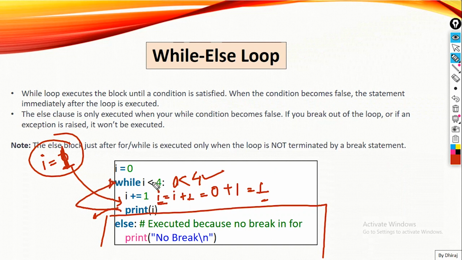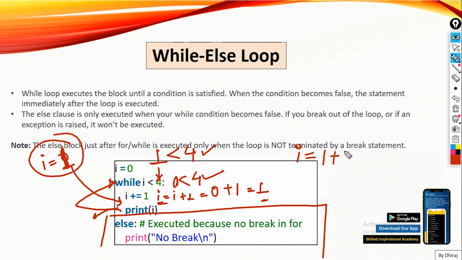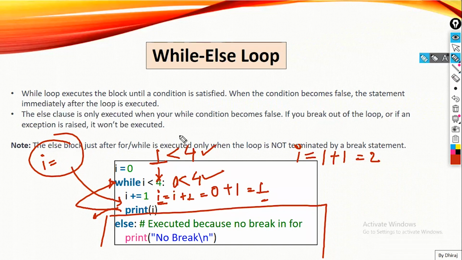It will again check. Now what is in I? I is 1. 1 is less than 4. This condition is true. Again inside the while block, I equal to I plus 1. What is in I now? I have 1 plus 1, which is equal to 2. Now this I is getting replaced by 2. Print I. First 1 is getting printed, second 2 is getting printed.